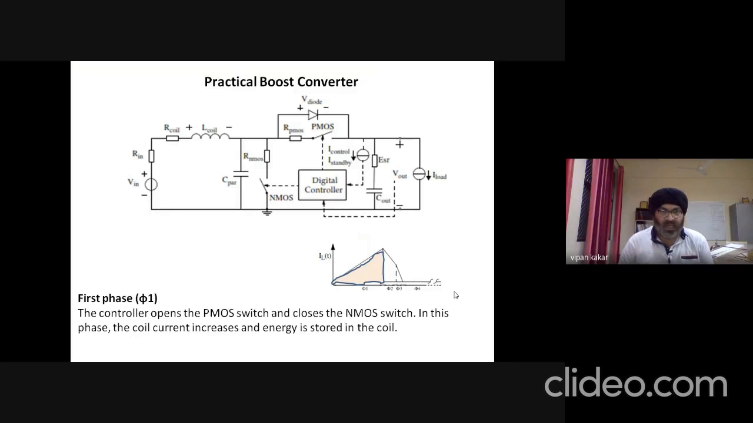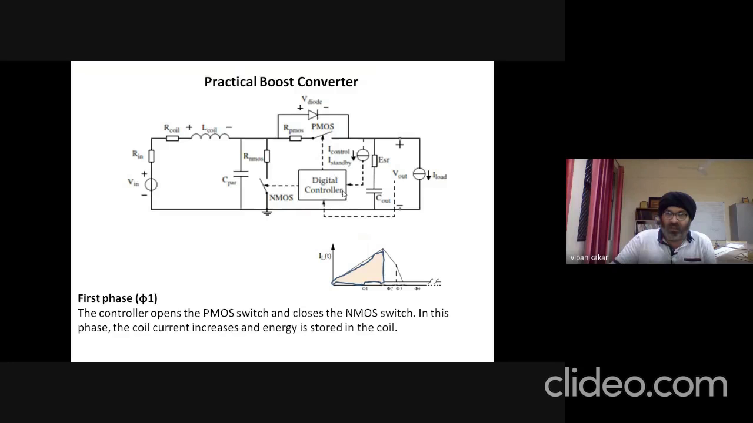Okay, so practically, this is the circuit. This is the inductance, a coil. It has its own internal resistance. This is the input supply, DC supply. It has its own internal resistance. This is the parasitic capacitance. This is the switch, S1, which is realized using NMOS. This is its internal resistance.